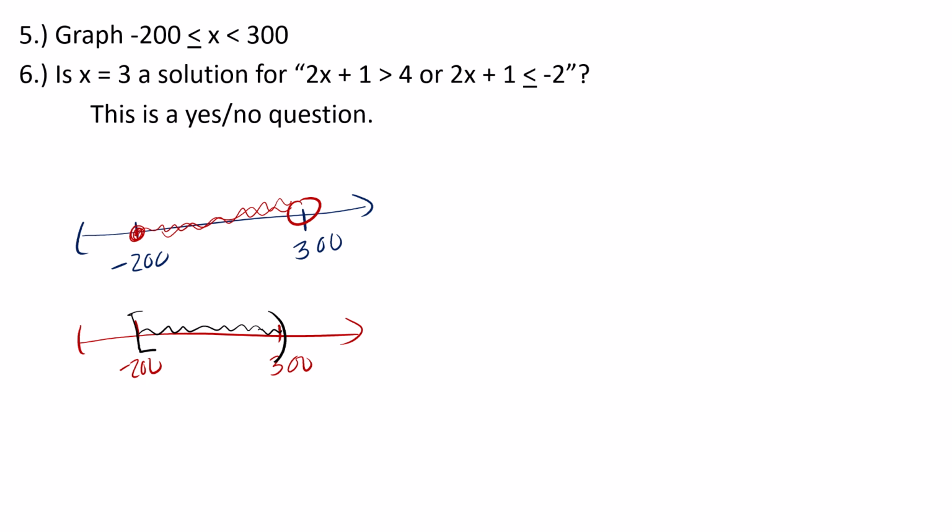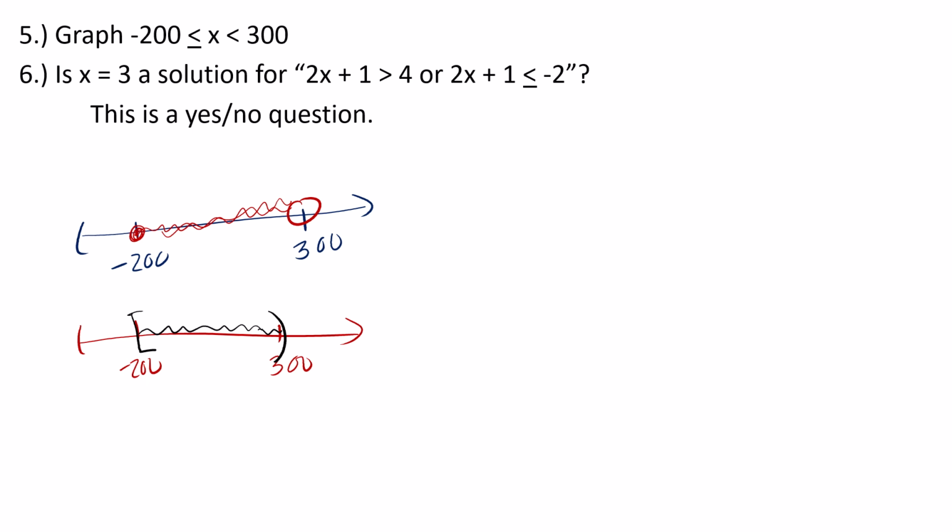Now, question 6, I actually provided a clarification for this because of the way it's phrased. Is x equals 3 a solution for? And then I put it in quotation marks. 2x plus 1 is greater than 4, or 2x plus 1 is less than or equal to -2.